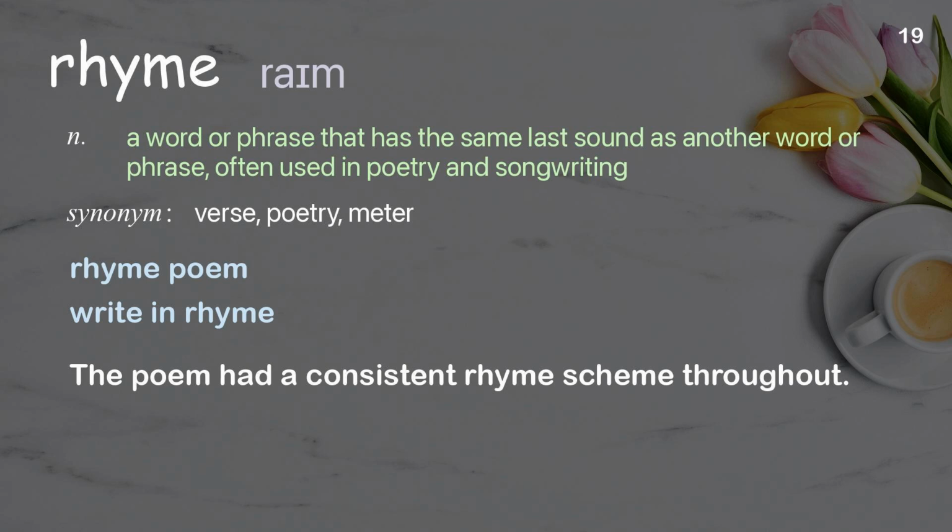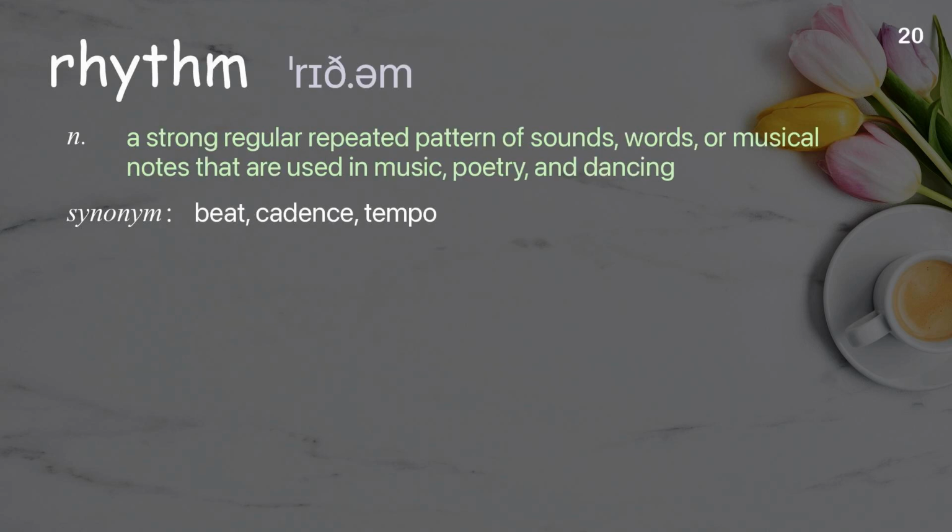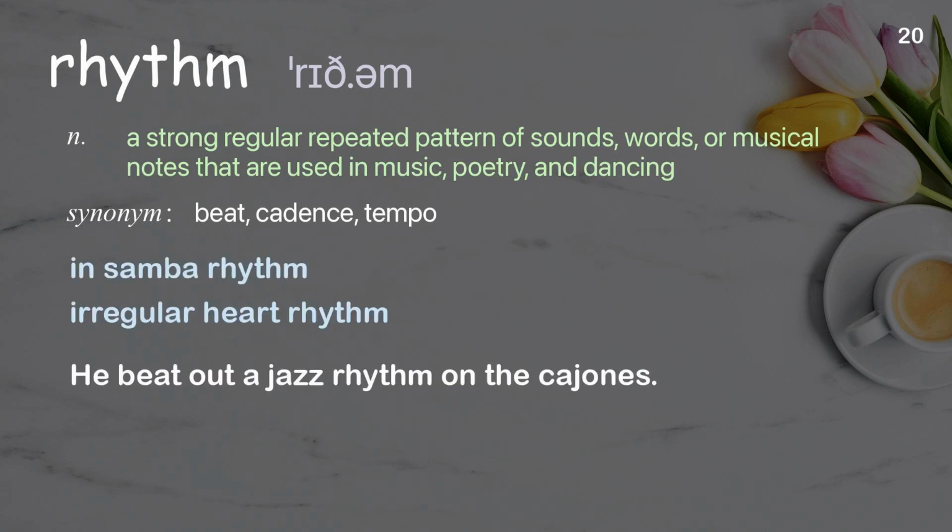Rhythm. A strong regular repeated pattern of sounds, words, or musical notes that are used in music, poetry, and dancing. Examples: In samba rhythm. Irregular heart rhythm. He beat out a jazz rhythm on the cajones.